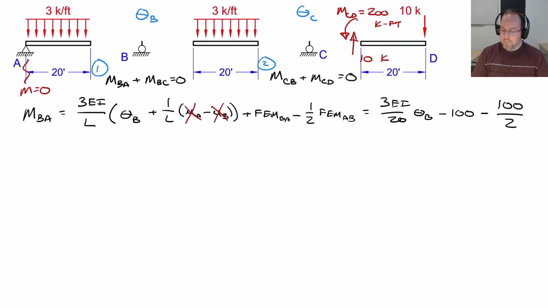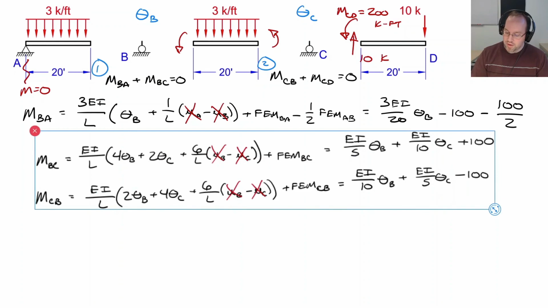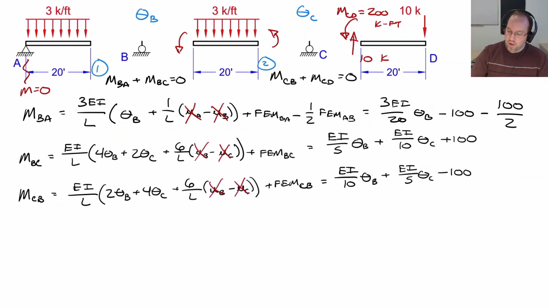Now for moments BC and CB, the two moments acting on my center beam right here, those are the same as what we did in the first example. So we'll just quickly copy those right here. And then we'll move on to solving our equations of equilibrium.